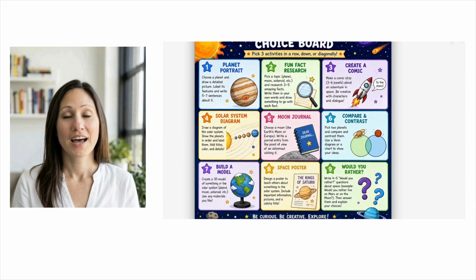Once it's finished, I can download the resource and take a closer look at what it created. Here you can see that students have 9 very different choices, from researching fun facts and creating a comic to comparing planets, building a model, or designing a poster. And remember, I can change any part of this. I can simply continue the conversation and ask ChatGPT to replace an activity, change the directions, or adapt the entire board to better fit my students.